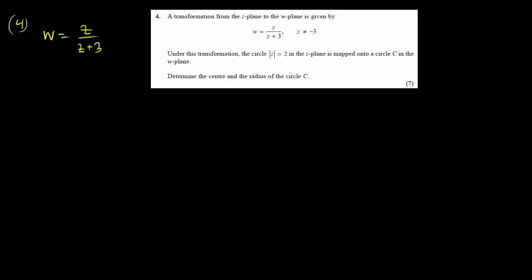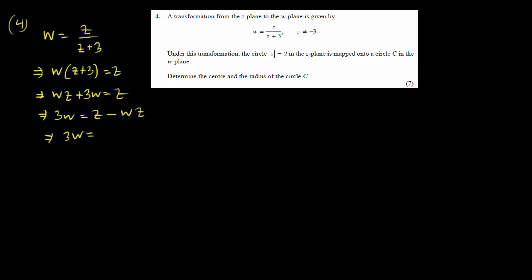So what we have to do, first of all, is write this in terms of z. If we cross multiply, this is going to be w times z plus 3 equals z. This is going to be wz plus 3w equals z. Let's bring all the z on one side. This is going to be 3w equals z minus wz. If we take z common, it is going to be 1 minus w. So this is going to be 3w divided by 1 minus w equals z.